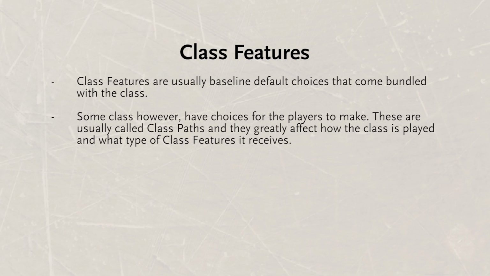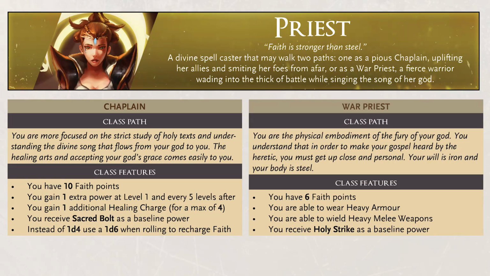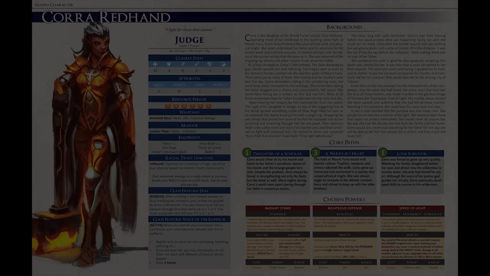Most classes have class features that are simply baseline, but some classes will need to make choices on their features. An example is a priest. A priest can walk two paths. One is a spell-slinging chaplain, or the other who prefers to preach with his mace crashing down on your face, also known as a war priest. They will be granted different class features, so be sure to examine this area of character creation closely if your class provides choices. The judge's class feature is called Zeal.